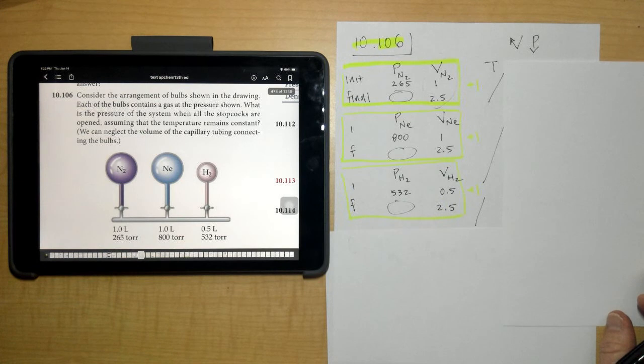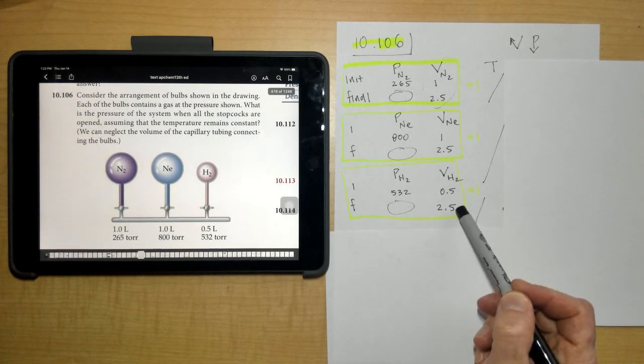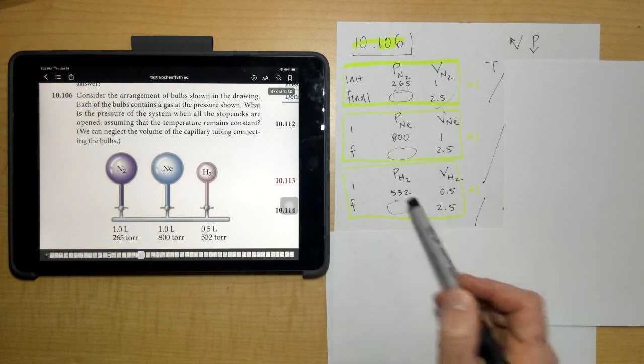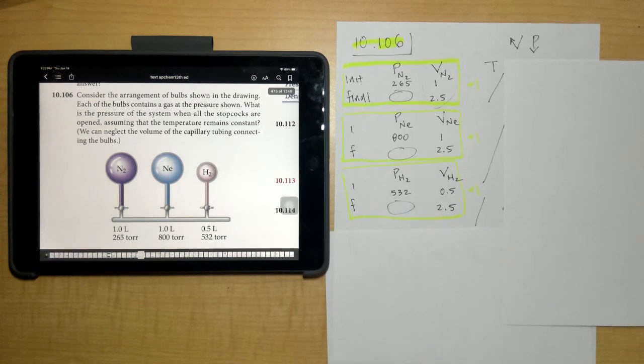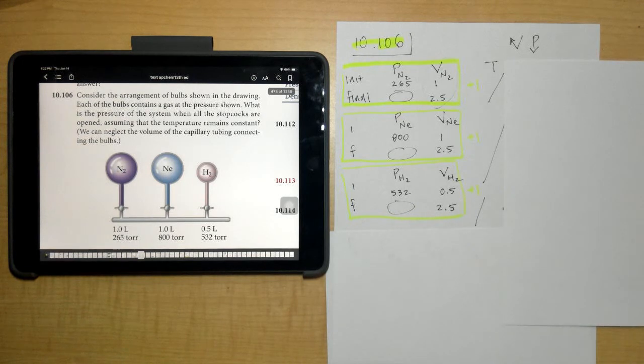The last one is hydrogen, and that one goes from 1/2 liter to 2.5 liters, so that has a larger change in volume. Starts at 532, goes to we don't know what. 3 points so far, 1 for each setup.